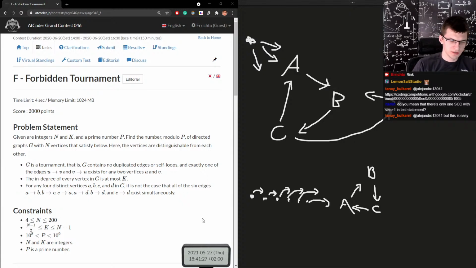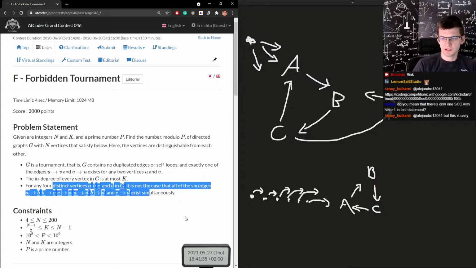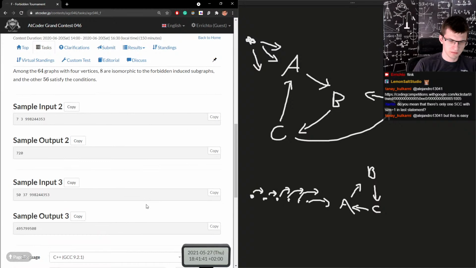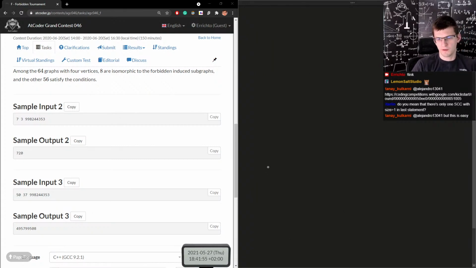Do you mean that there's only one strongly connected component with size greater than 1 with this condition? If this condition is satisfied, then yes, I think there is only one strongly connected component. Maybe I can prove it formally.